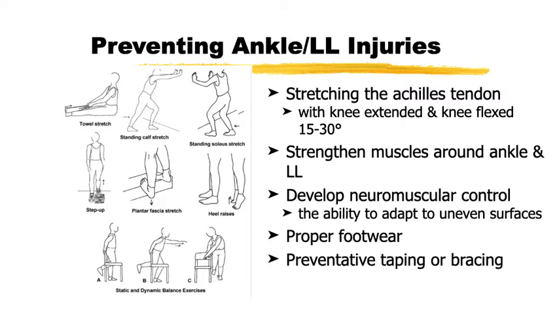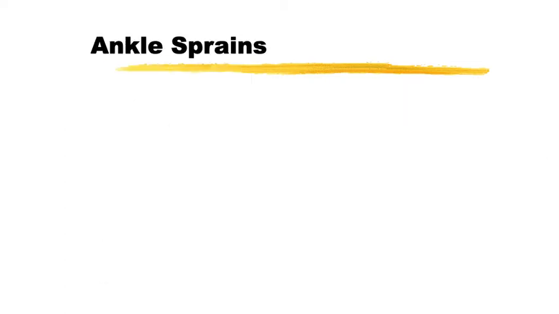Last thing is preventative taping and bracing. You'll be taught how to do various tape jobs, especially the ankle tape job. But that is another way that we can limit the severity of the injury when it happens. That's the purpose of an ankle tape job, is to limit the severity of that ankle sprain.